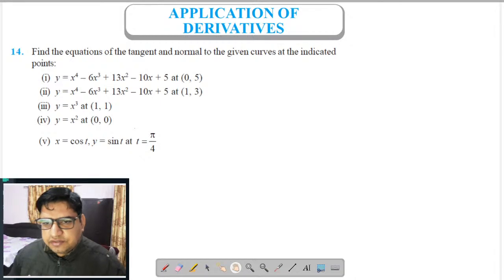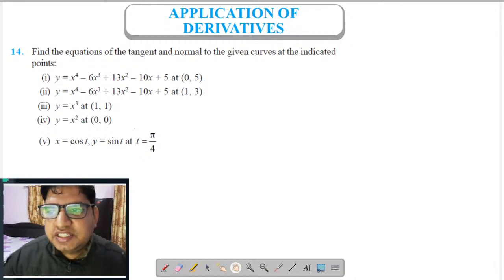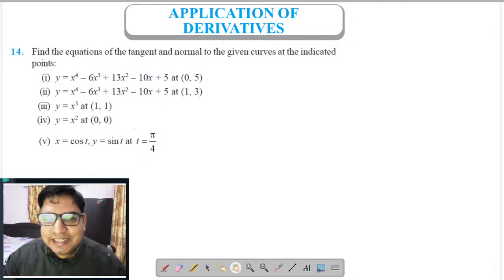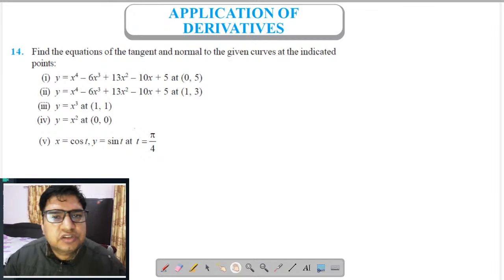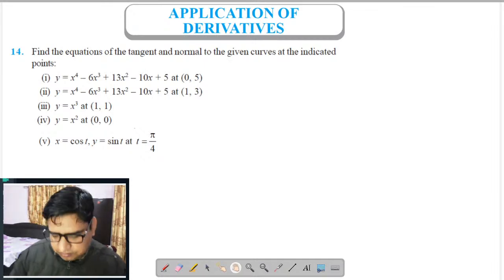And here we have question number 14. Find the equation of the tangent and normal to the given curve at the indicated point. What we need to find is the equation of the tangent and normal to the given curve. So the curve is given to us and we'll find dy by dx. The point is given to us and we'll simply write down the equations of the tangent and normal. As we know, if the tangent slope is m1, the normal slope will be m2, and the product of these two will be -1. So let's start from the very first question.